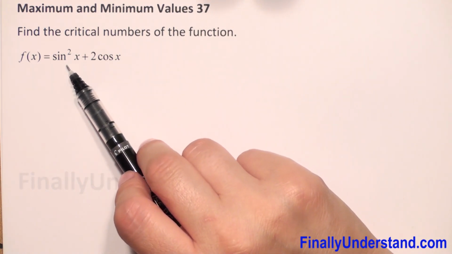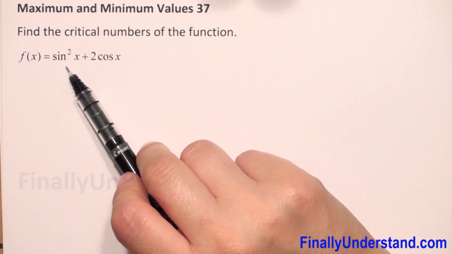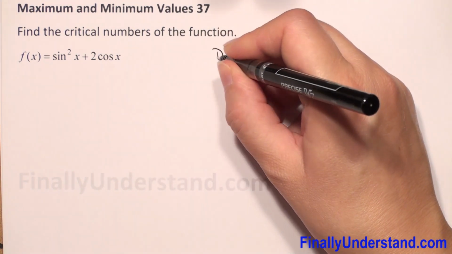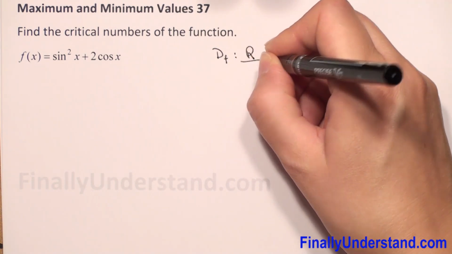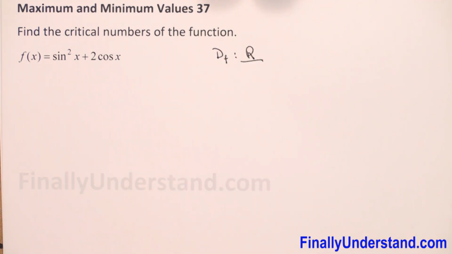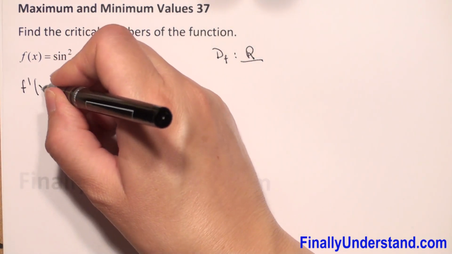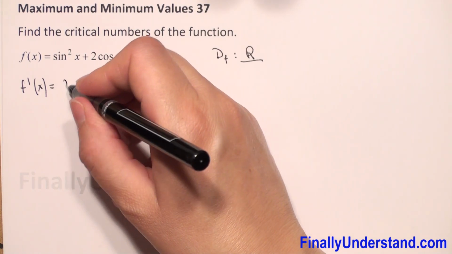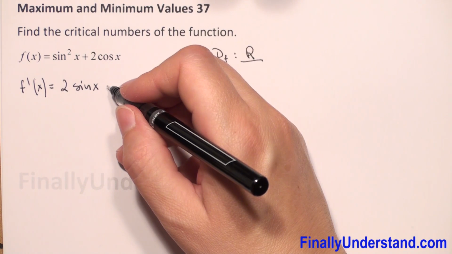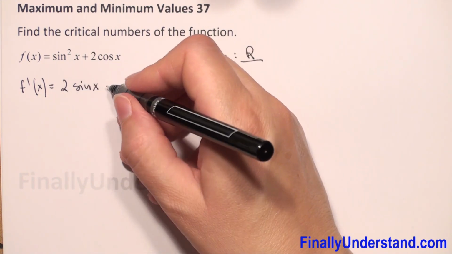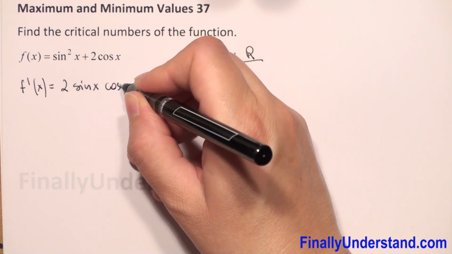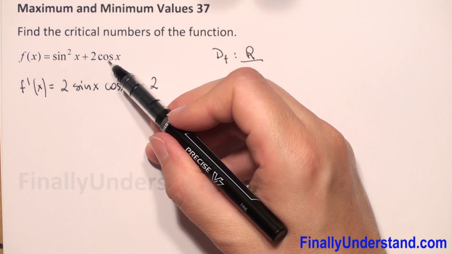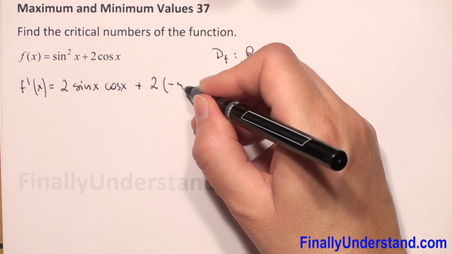We know that sine is calculated for all real numbers, and cosine is the same. So the domain for our f function is all real numbers. Next we have to find the derivative of our function. So we have sine squared, so it will be 2 times sine x times the derivative of sine x, which is cosine x, plus 2, we just copy, and the derivative of cosine is negative sine.